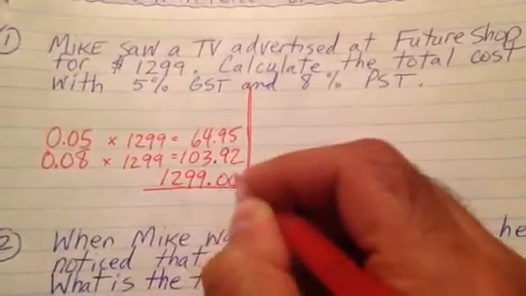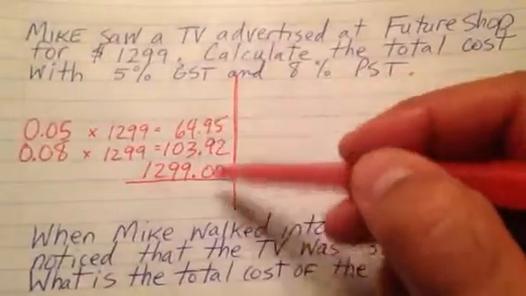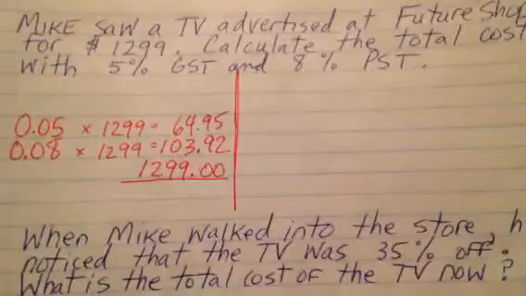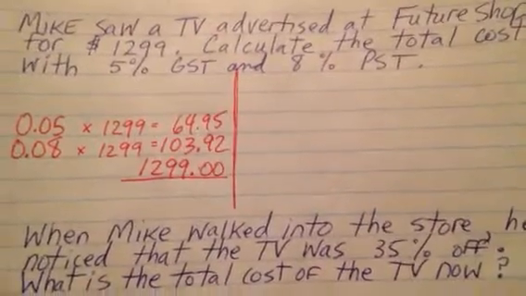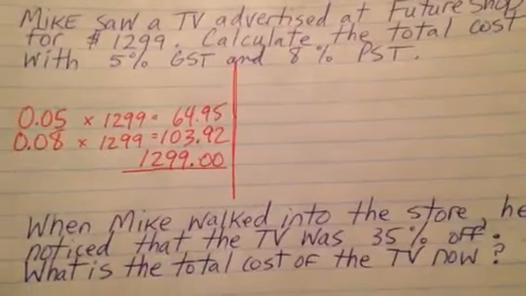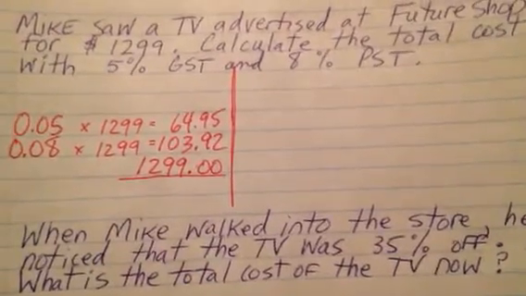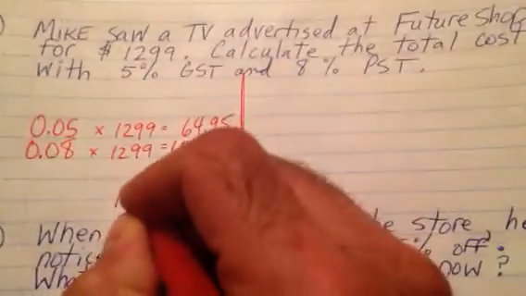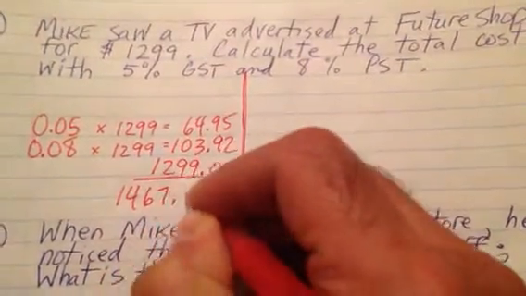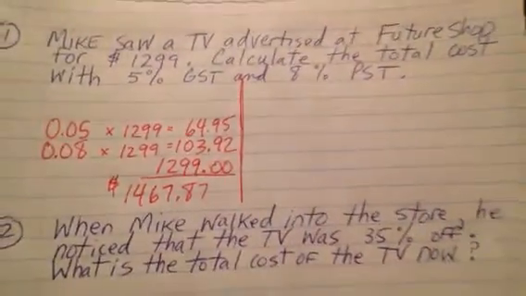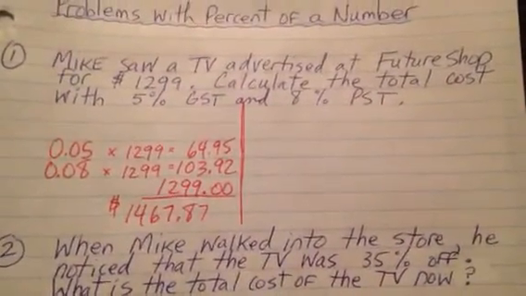Now you can add these up manually, or you can just add these three numbers up with a calculator since we're already using it. So $1,299 added to 103.92 added on to 64.95, and we get a final of $1,467.87. Okay, that's one very common way to do it, where you separate the taxes.